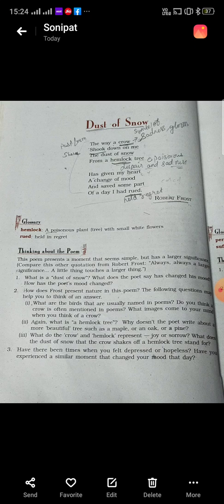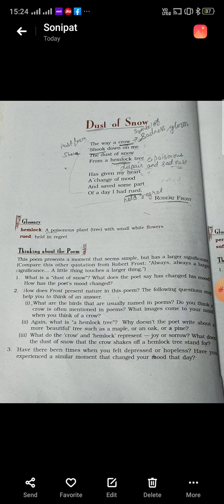Well, dust of snow means here small particles of snow. What does the poet say has changed his mood? The poet says that particles of snow fell over him because of the motions of the crow, and that's what changed his mood.